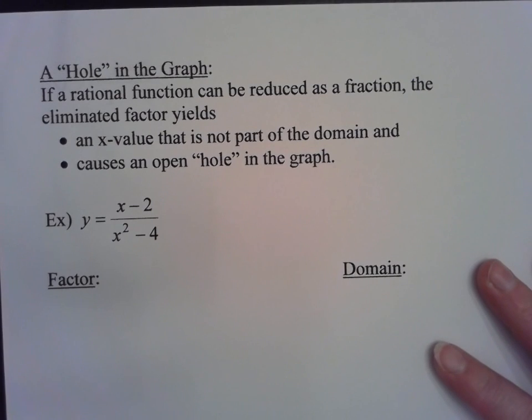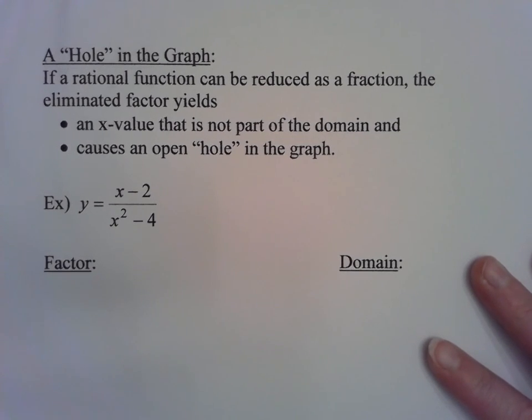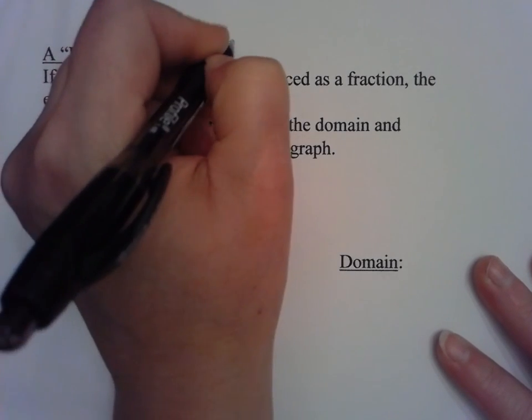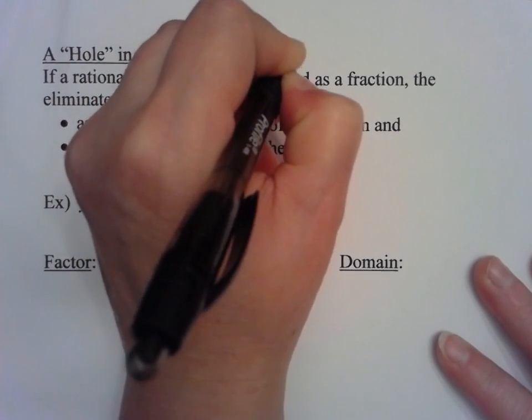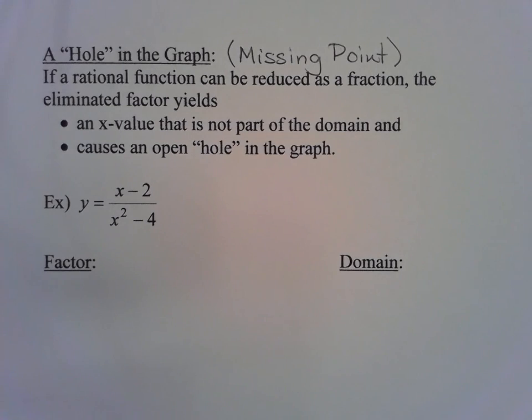Okay, we said there were 4 categories if you count the domain. So the third one would be a hole or a missing point in the graph. I like to call it a hole, but some books call it a missing point. And there really is one point that is left out, where the original function is undefined. Okay, so if a rational function can be reduced as a fraction, so I can factor and cancel, the eliminated factor, whatever I cancel, yields an x value that's not part of the domain and causes an open hole in the graph.